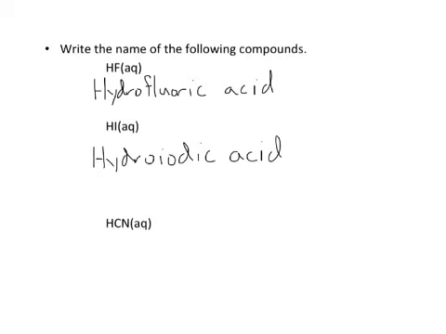acid. I did say there was one exception. We named this next compound as if it was a binary acid, but clearly it contains more than one element. But because it doesn't have oxygen, it's not an oxoacid. So we follow the rules for binary acids.